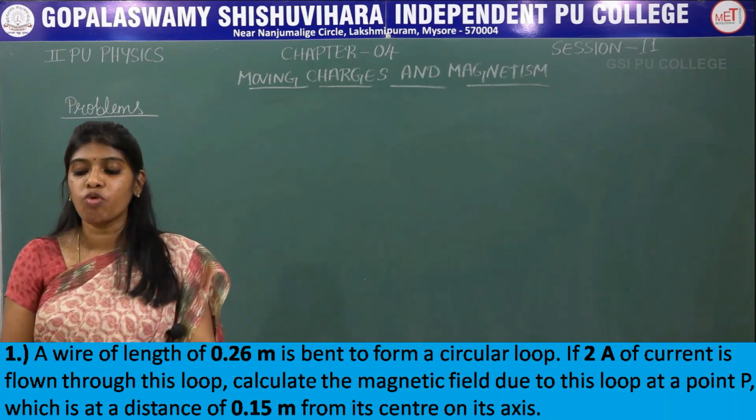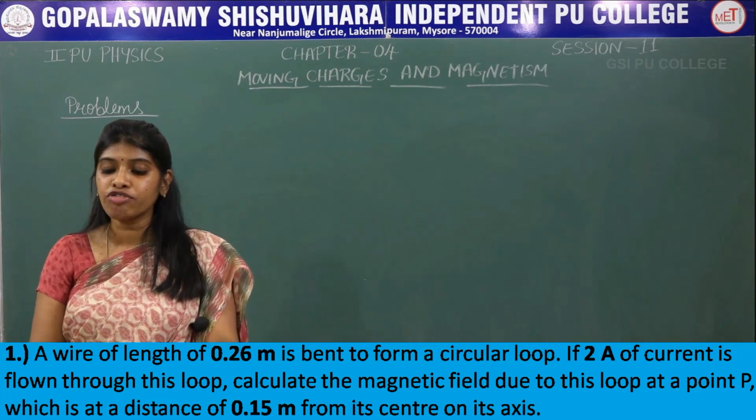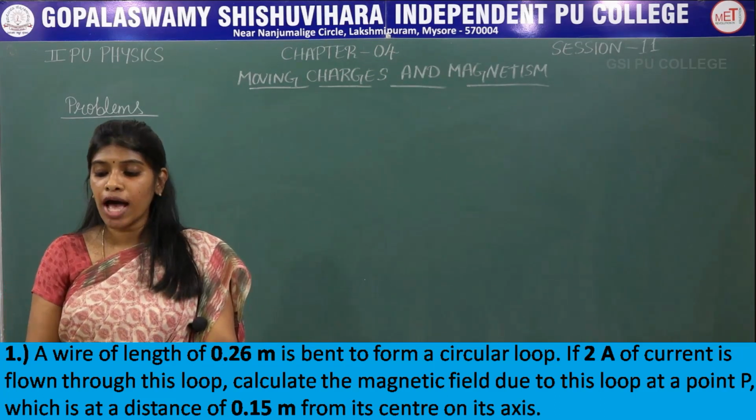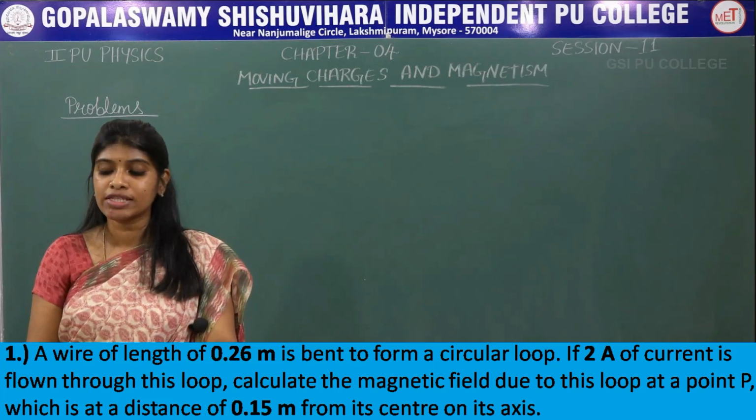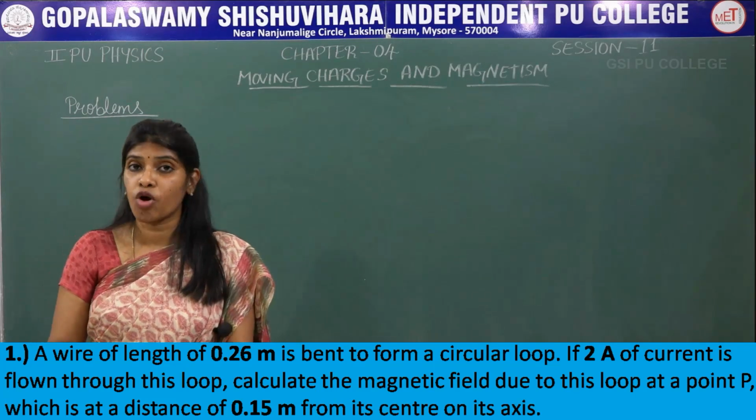A wire of length 0.26 meter is bent to form a circular loop. If 2 amp of current is flowing through this loop, calculate the magnetic field due to this loop at a point P, which is at a distance of 0.15 meter from its center on its axis. So this is the problem.